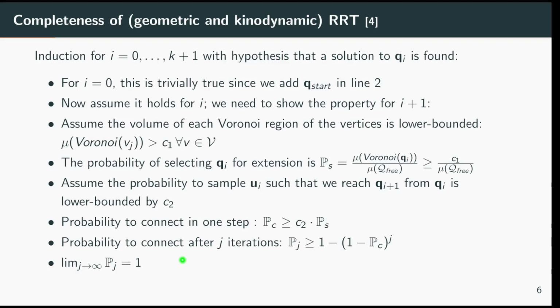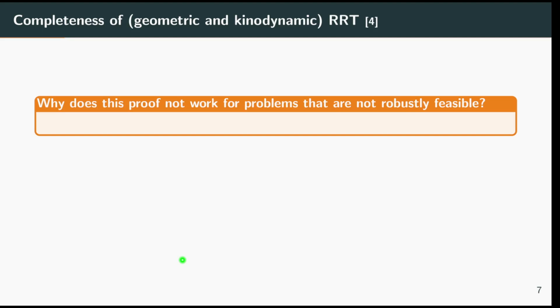Okay, any question regarding this slightly more formal proof of the series of balls argument? Good, then I have a question for you. I started this robust feasibility. So why didn't it really appear here? Why was that important?